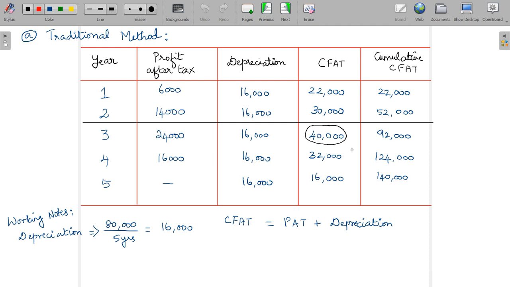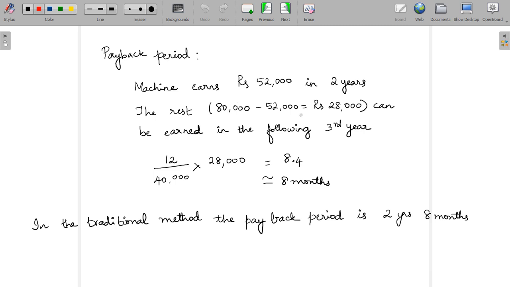Like I mentioned in the previous video, our initial investment is 80,000. We have to find in which year we get the closest value to 80,000, the lower range. So 52,000 is the closest to 80,000. So we are making 52,000 in 2 years. The rest of the money, that is 28,000, we are making in the third year.